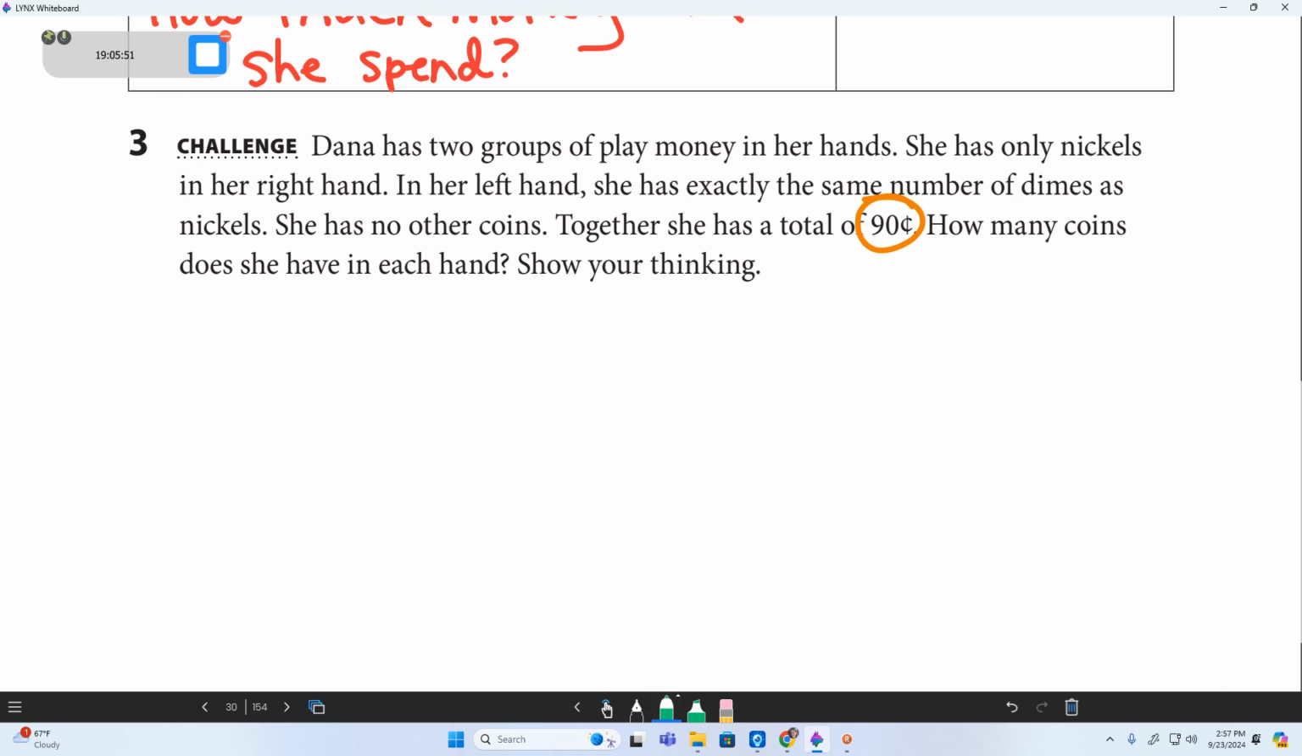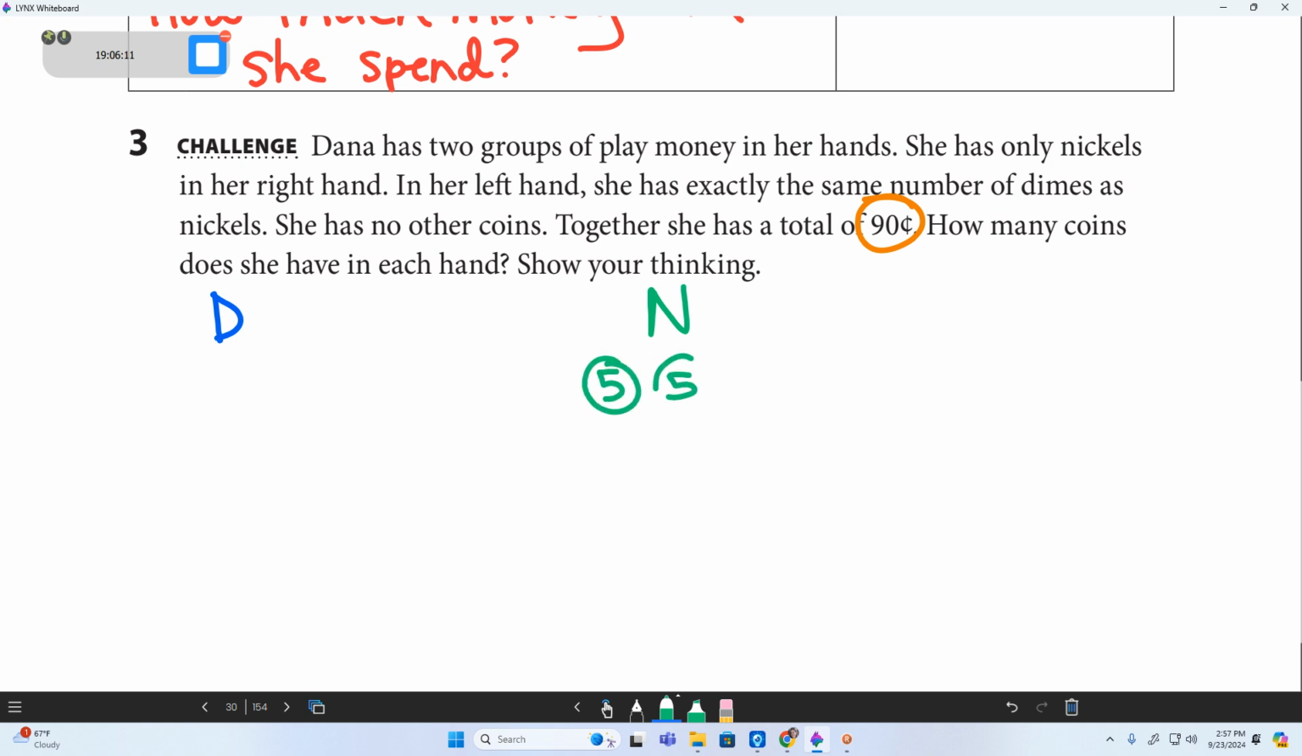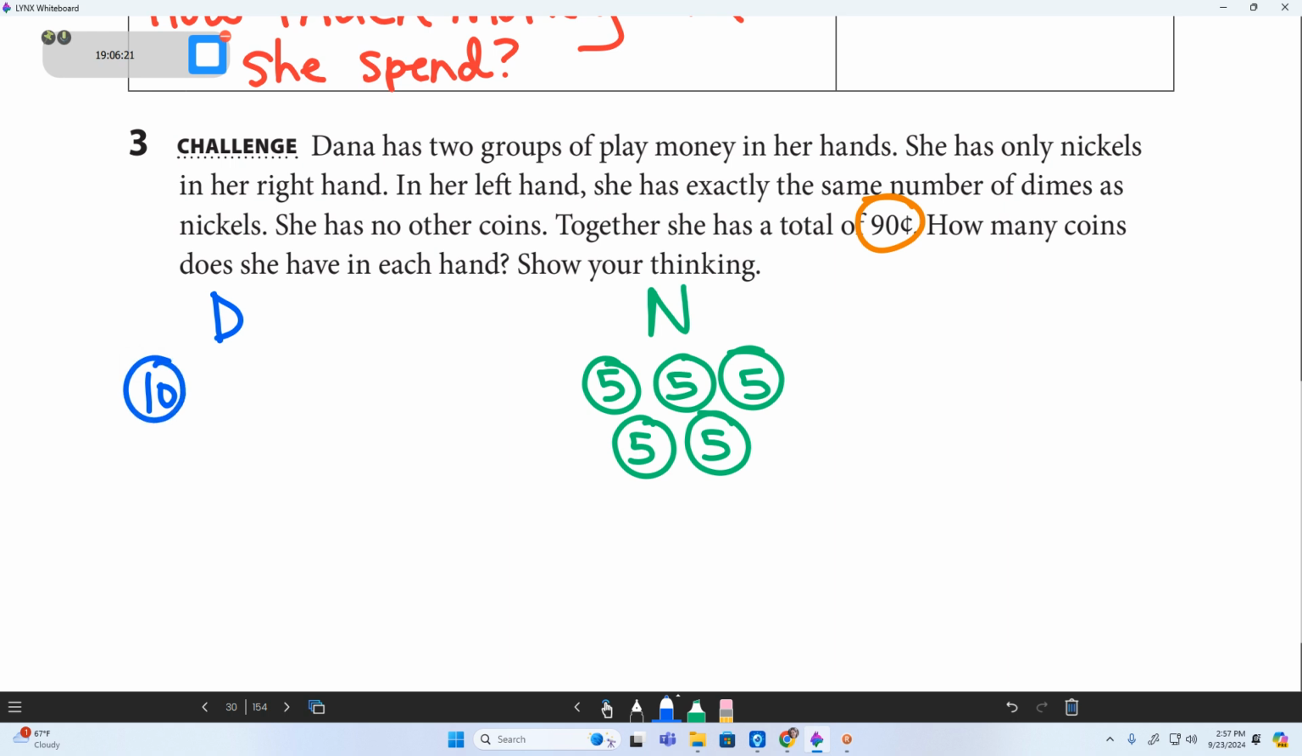So let's try. If she has nickels, let's see, nickels are in her right hand, so we'll put it over here. And she has dimes in her left hand, and it just needs to be the same number. So I'm just going to try something. I'm going to try 5 nickels. Okay, and a nickel's worth 5 cents. So what if I had 5 of those? And if she has 5 nickels, that means she also needs to have 5 dimes. So let's do 5 of those, and a dime is worth 10 cents.